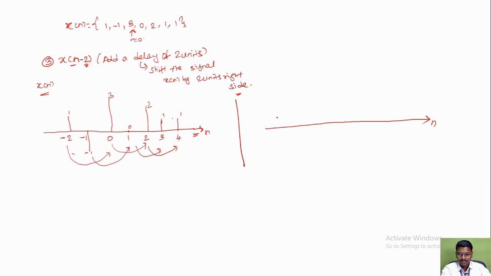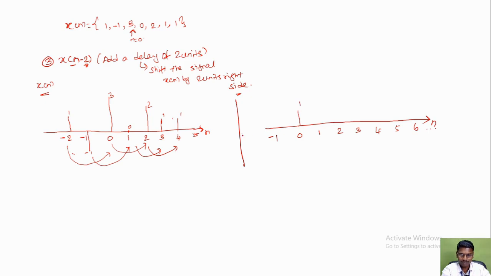So the signal will start from 0, right? Let me write the axis: minus 1, 0, 1, 2, 3, 4, 5, 6, etc. So for minus 2, I am going to add a delay of minus 2, so it will be shifted 2 positions to the right side. So the sample value at minus 2 will be placed at the 0th sample.